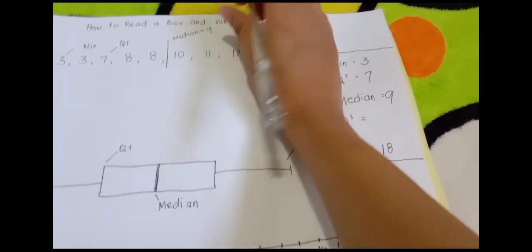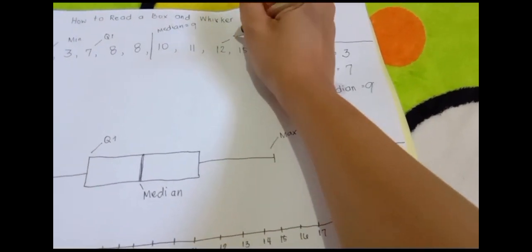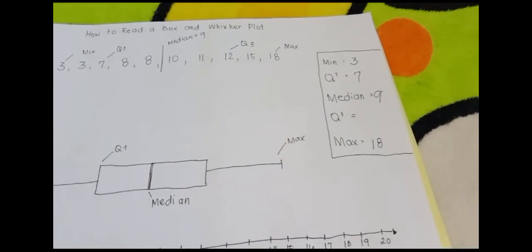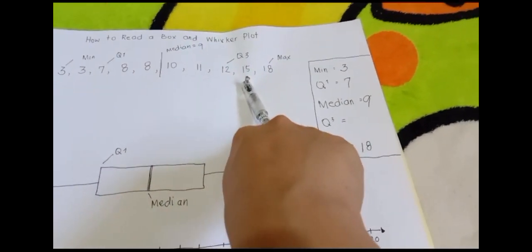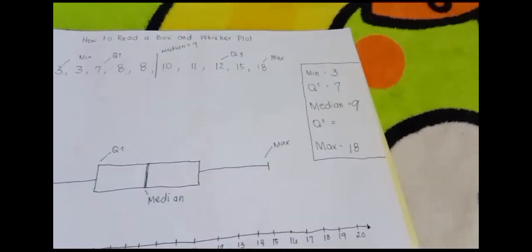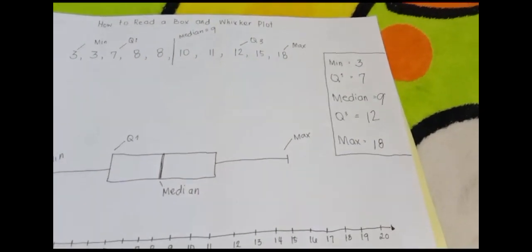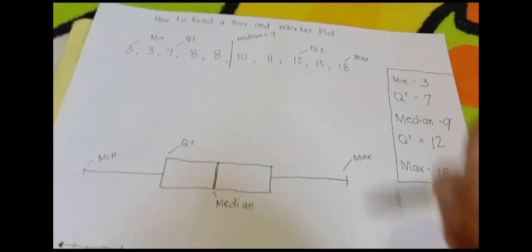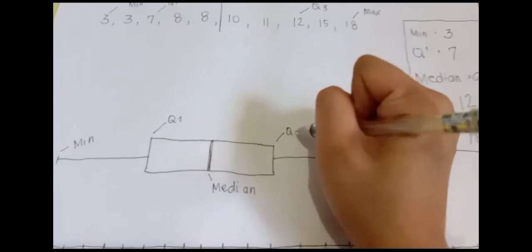So, siya po ay magiging ang 12 po ay ang third quartile. The third quartile, that's 3/4 mark within our data. So, the 75% mark or 75th percentile. So, the third quartile is 12. And that is going to be this part of the rectangle. So, dito po yung third quartile.